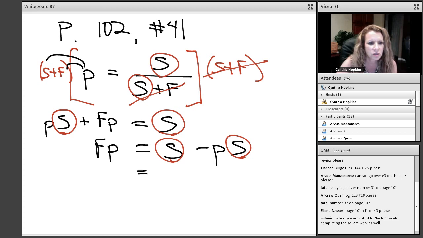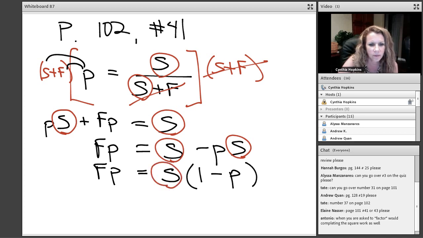Let's switch to red and circle our S's again. Many of you will get to this point and then get stuck. Here's where you need to talk to yourself about factoring. You always look for a common factor first. Isn't S in common with both of those terms? And I'm trying to solve for S, so I need to factor it out. When I do so, I'm left with 1 minus P, and over here I still have FP.